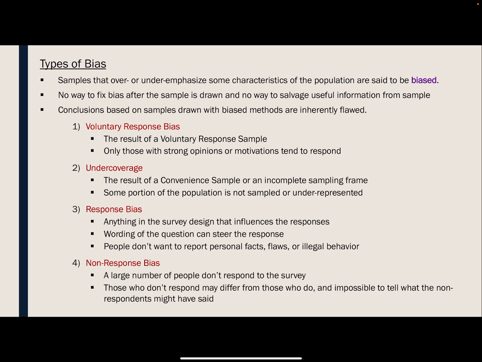So basically, the non-response bias, we're kind of saying so many people didn't respond to the survey that we really don't know what those non-respondents would have said.